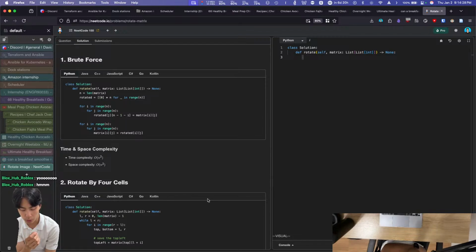Space and time complexity builds out, so this space complexity is n squared, because in rotated, everything is initialized to 0. And then you make rotated j, n minus 1 minus i. Wow. How does that work?